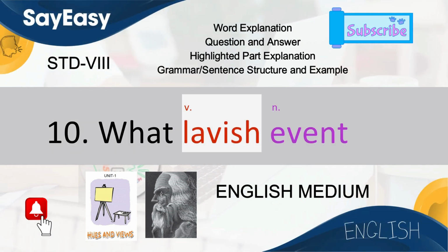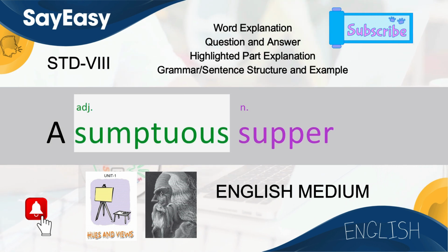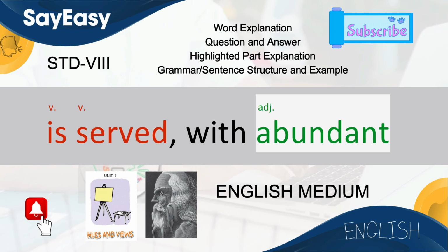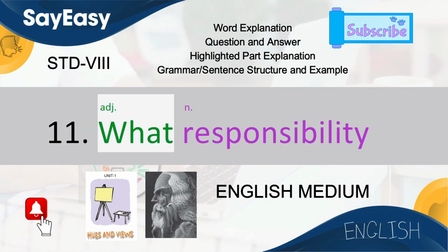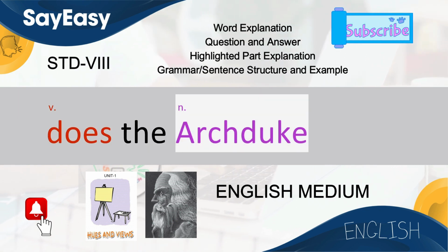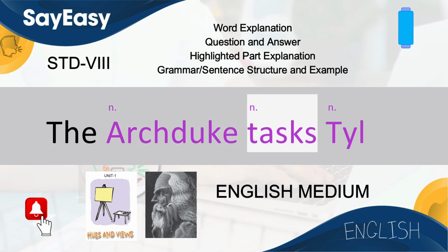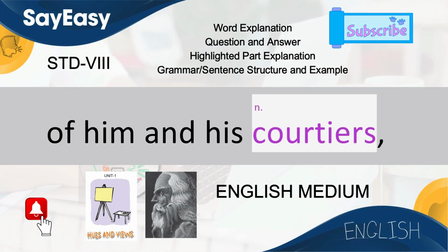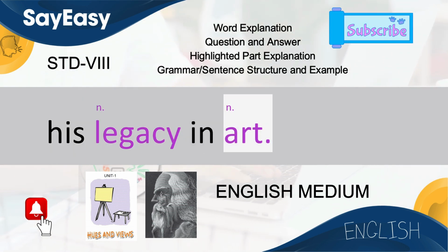10. What lavish event takes place at the palace? A sumptuous supper akin to a wedding feast is served, with abundant food and wine flowing freely. 11. What responsibility does the Archduke assign to Tivael? The Archduke tasks Tivael with painting a portrait of him and his courtiers, desiring to immortalize his legacy in art.